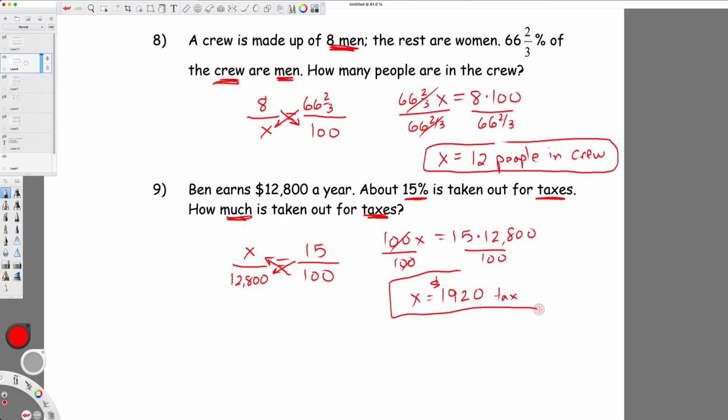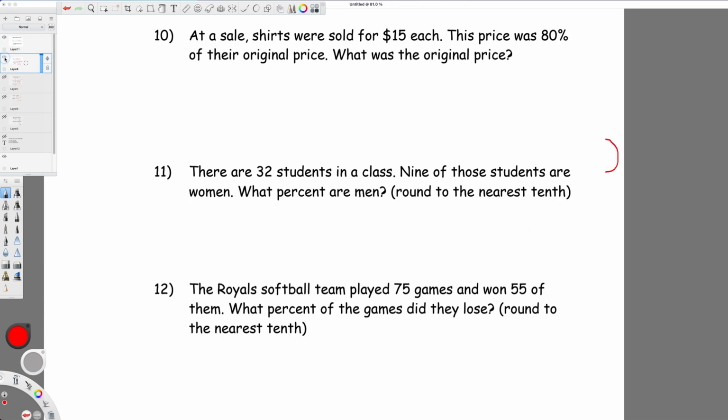So Ben's going to have $1,920 of tax taken out of his check to fund the government. I'm not going to get into that. So Ben earns $12,800, pays 15% in taxes, and 15% of that $12,800 ends up being $1,920. So let's move on to the last page. We have 3 more problems.